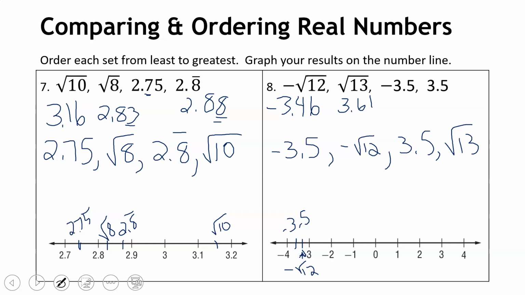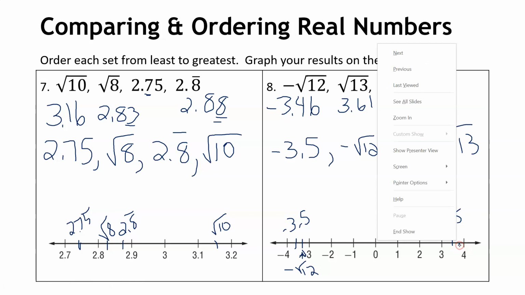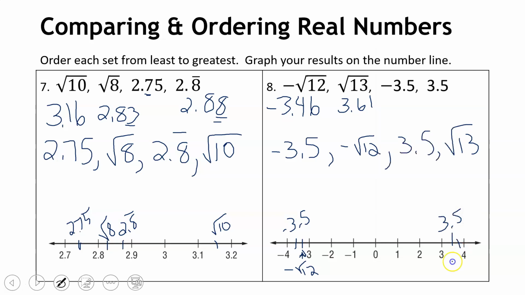And then on the positive side, 3.5 is halfway between the 3 and the 4, 3 and 5/10, and the square root of 13 is just a little bit further than that. And again, I'll write that down here, the square root of 13.